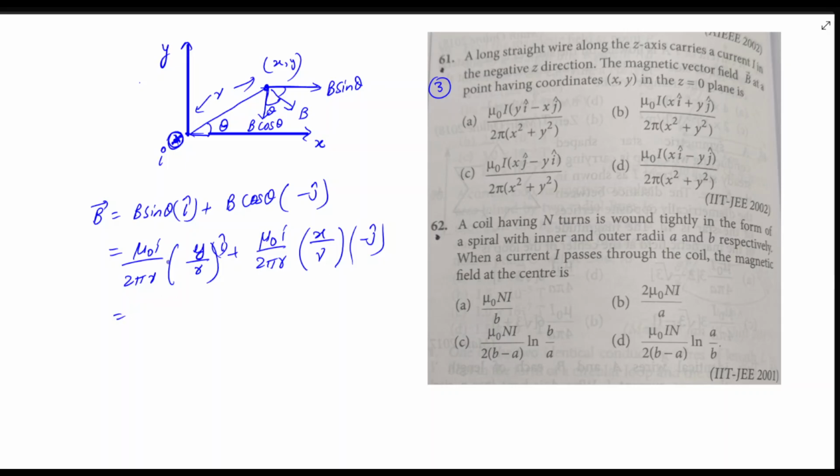So r is what? It will be root x square plus y square. So we'll get the answer as mu naught I upon 2 pi r square, so 2 pi times x square plus y square, and this will be y i cap minus x j cap. So mu naught I upon 2 pi x square plus y square, times y i minus x j. So option A is correct. Right, let's move on to our next question.